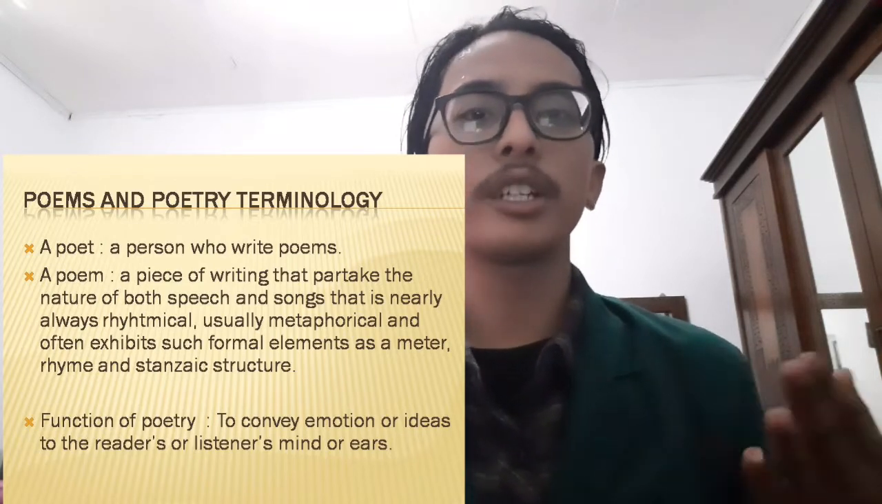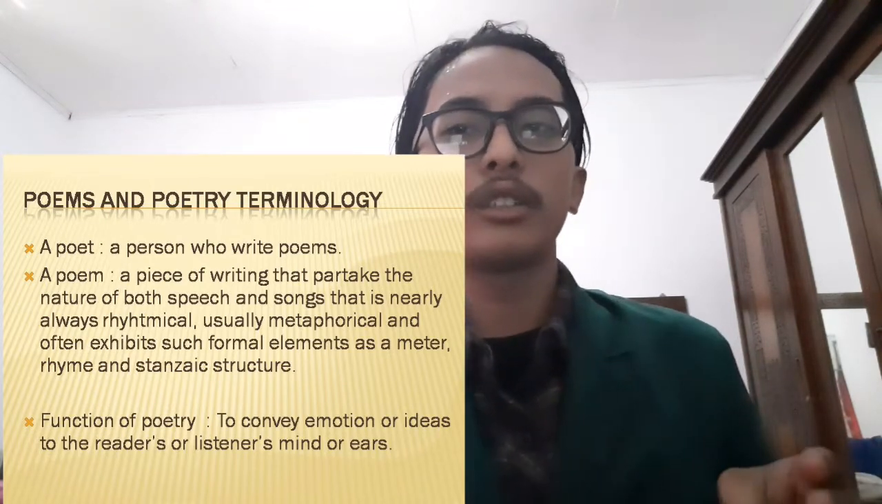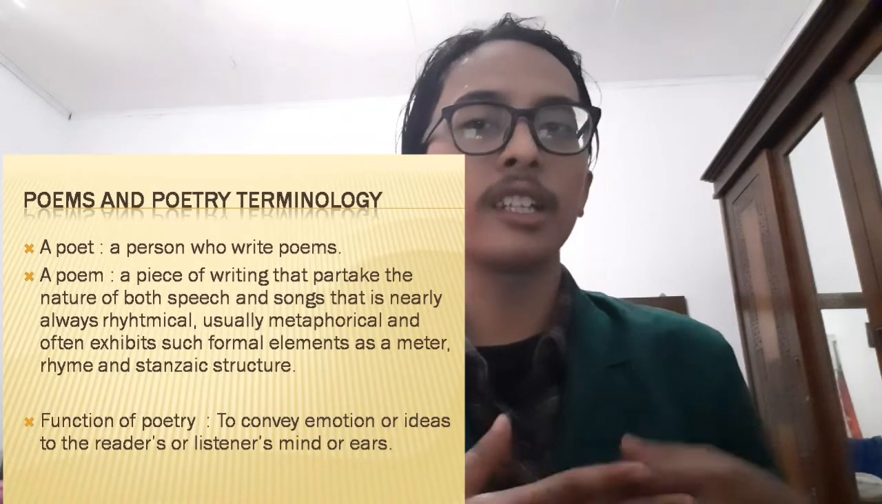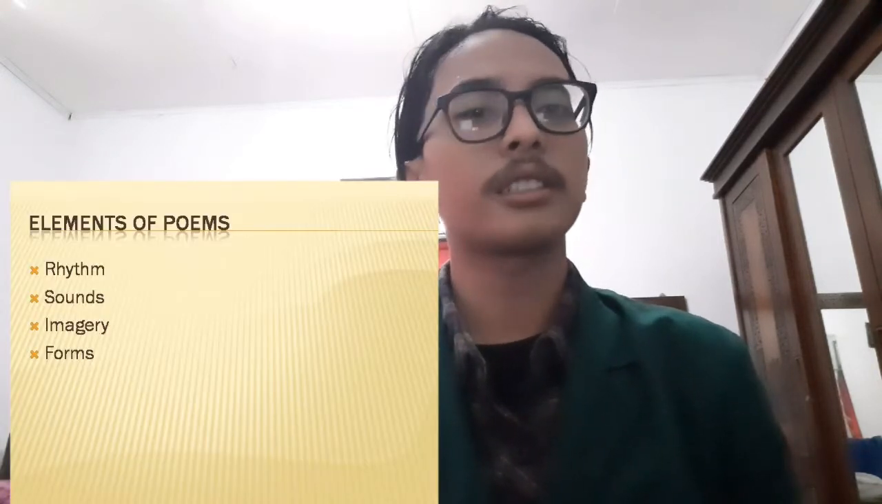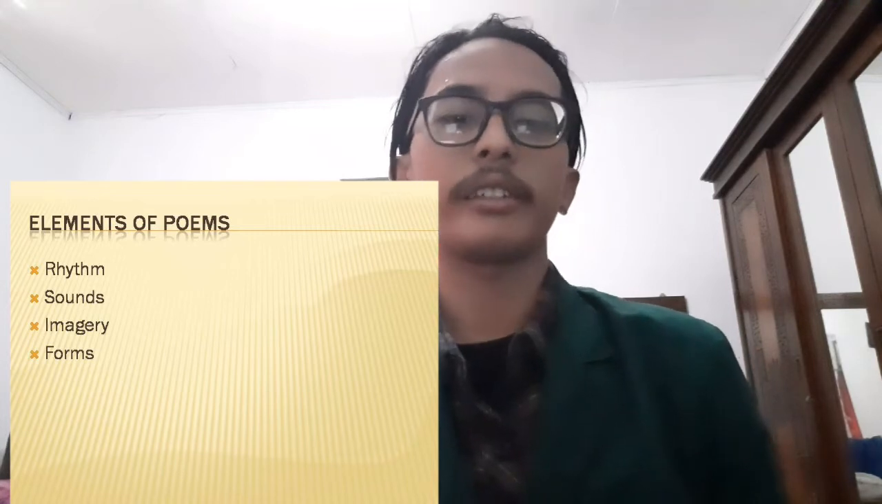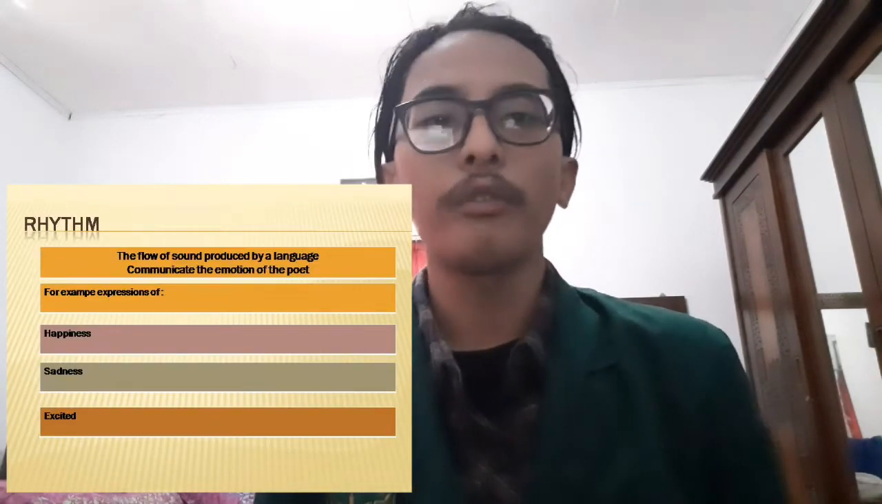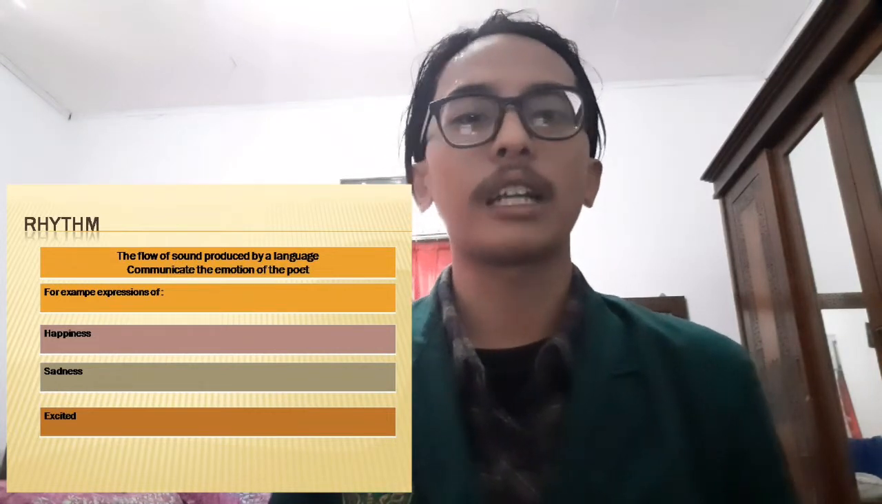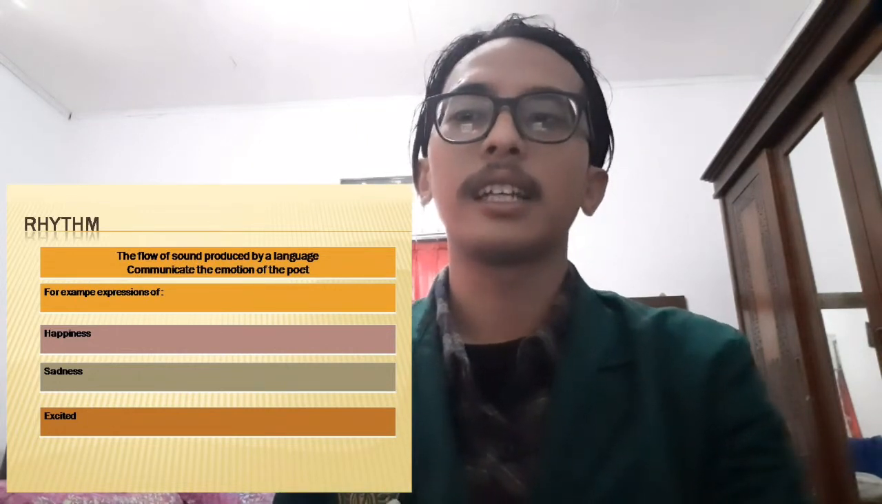So the function of poetry is to give the writer's emotion or ideas to the readers' or listeners' mind and ears. And then poems have four elements: rhythm, sounds, imagery, and forms. Rhythm is the flow of sounds produced by a language to communicate the emotion of the poet. For example, expressions of happiness, sadness, and excitement.